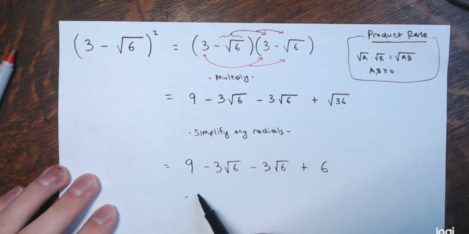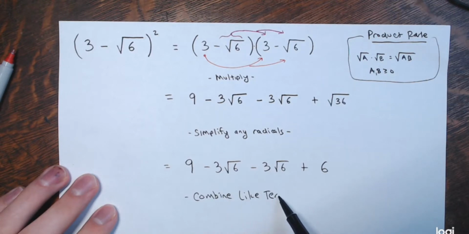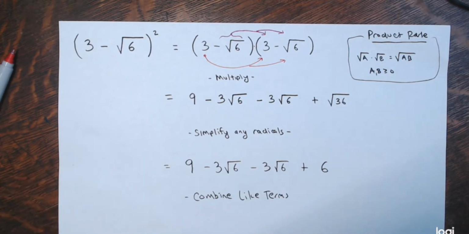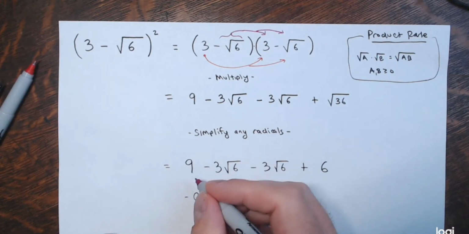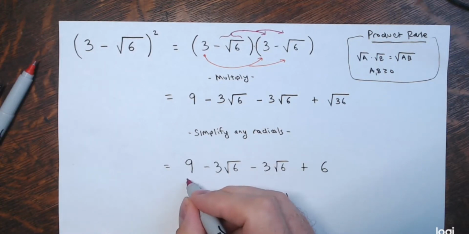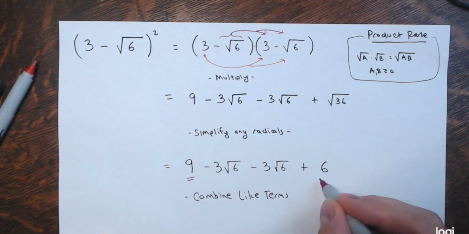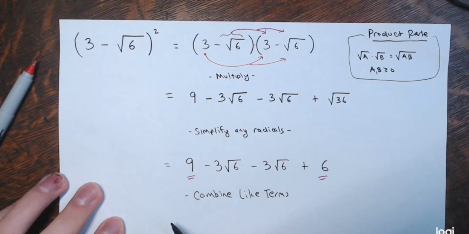And then the final step is combining like terms, like radicals. So the constants go together, the non-radical terms. 9 and 6, those are non-radical terms. They don't have a root symbol. Well, 9 plus 6 is 15.